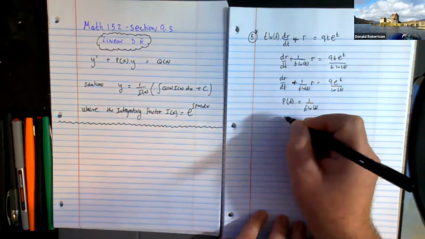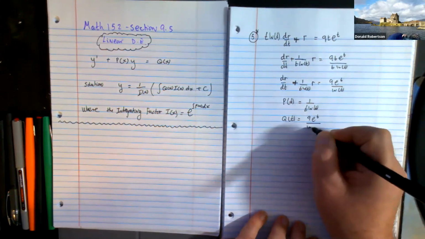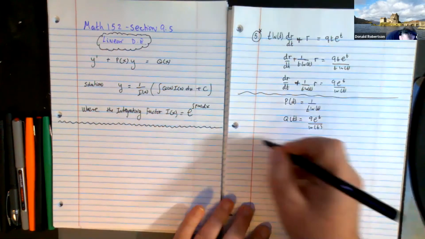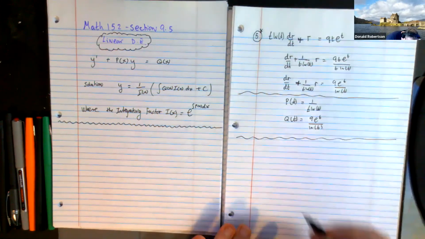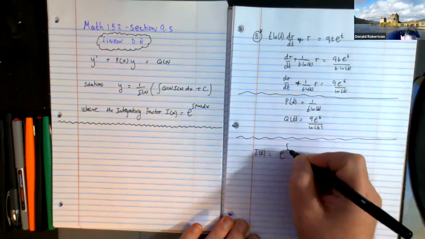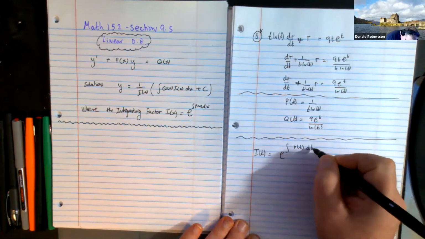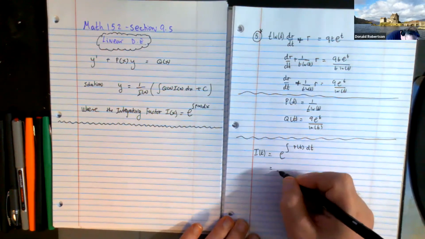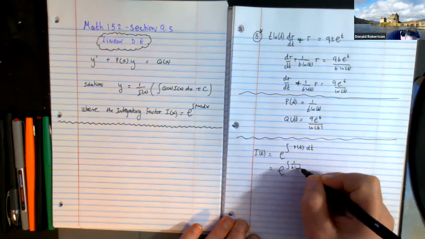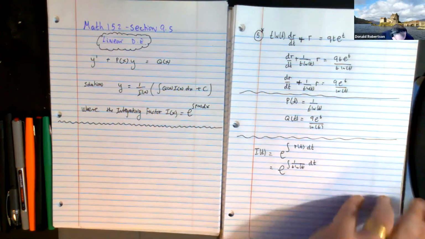And q of t is this guy. And I find it helpful to have this line where you physically write them down. So we're good. Now you get the integrating factor, and it's e to the integral of p of t dt. And there's going to be e to the integral of 1 over t log t dt. And that is our first problem.